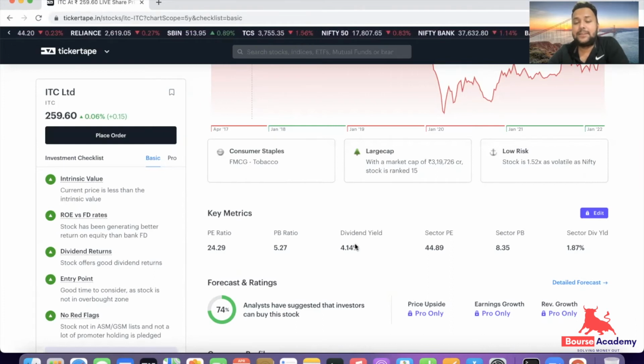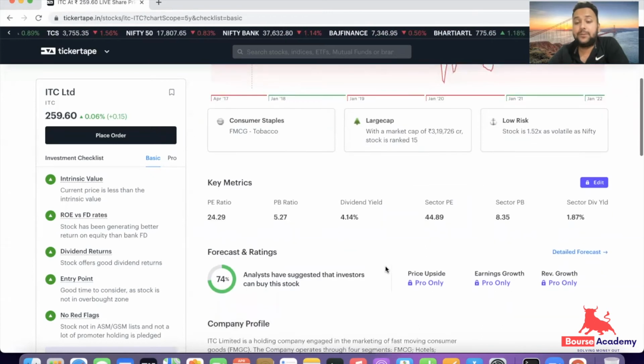Dividend yield, if you see, the dividend yield is slightly higher. So around 4.14% is the dividend yield. It means the company gives around 4.14% of the dividend on the total income. So that is also a very good sign for the company.